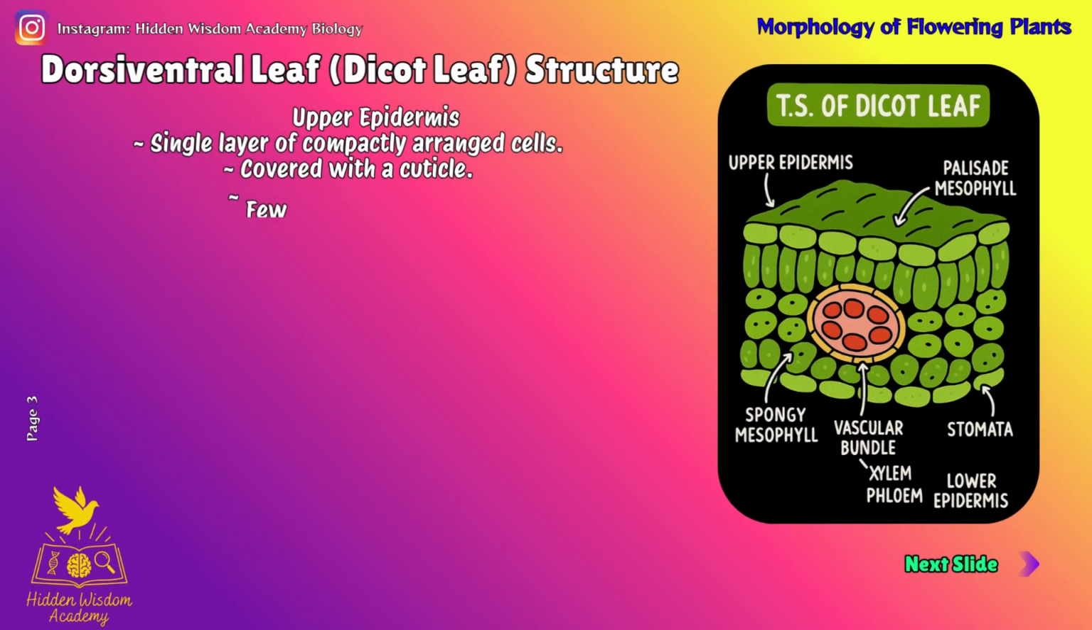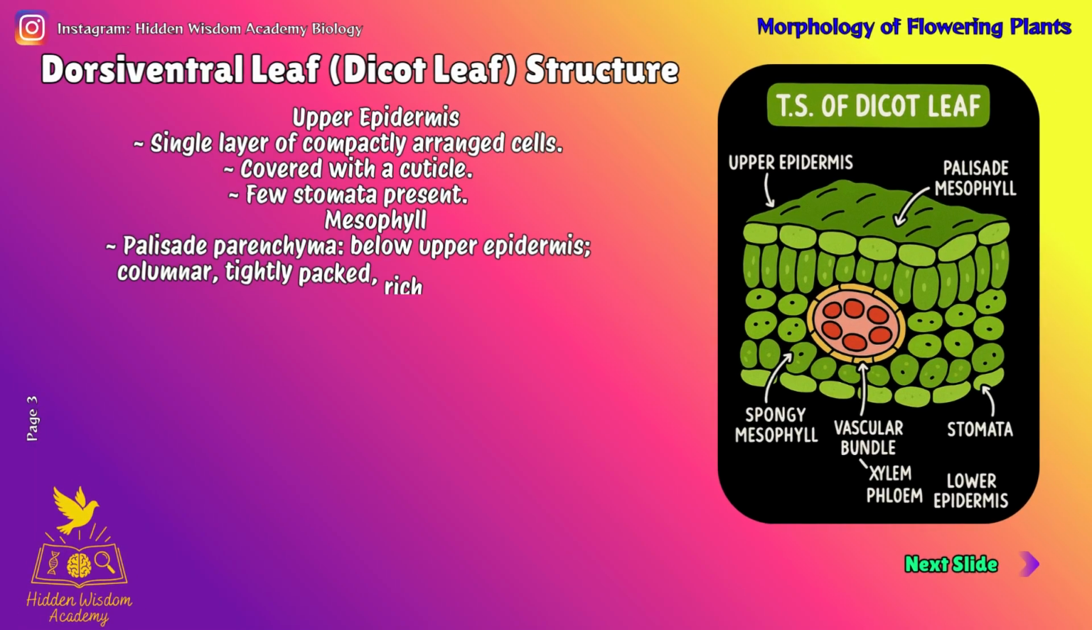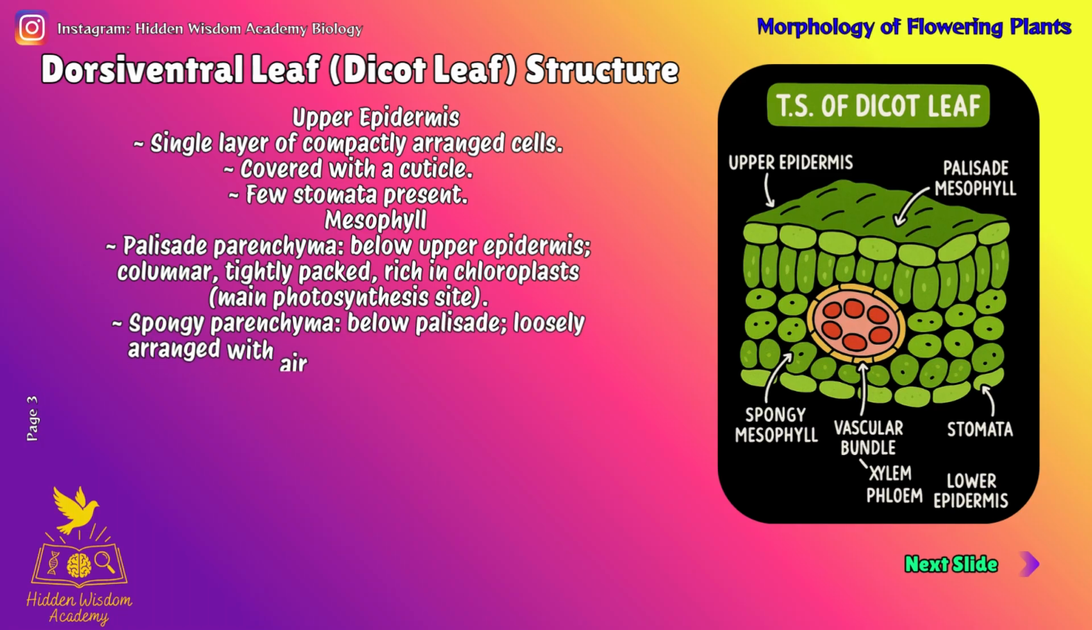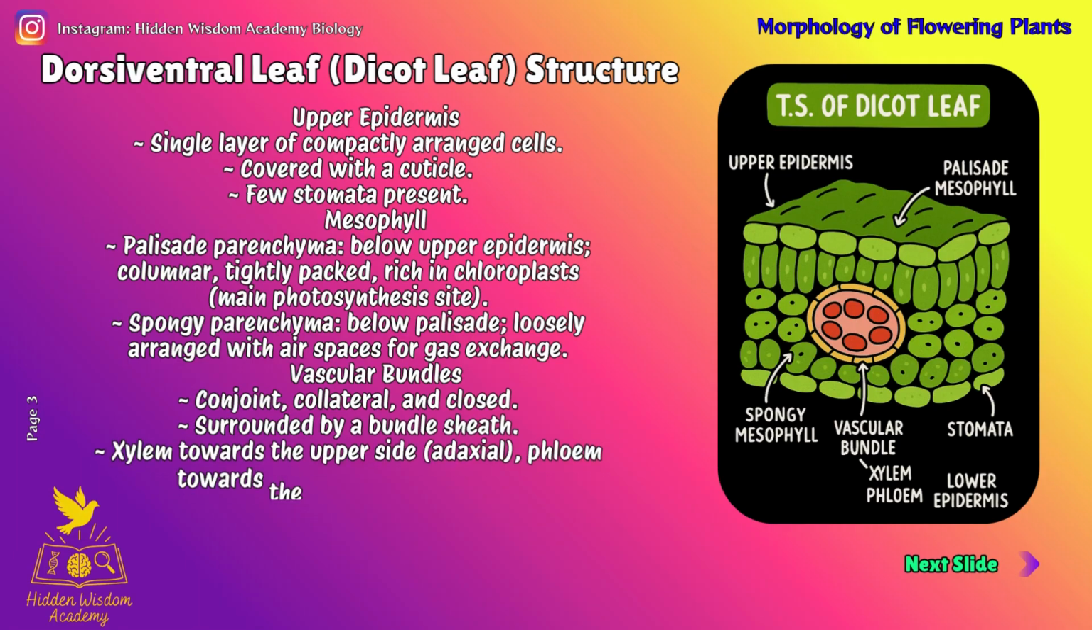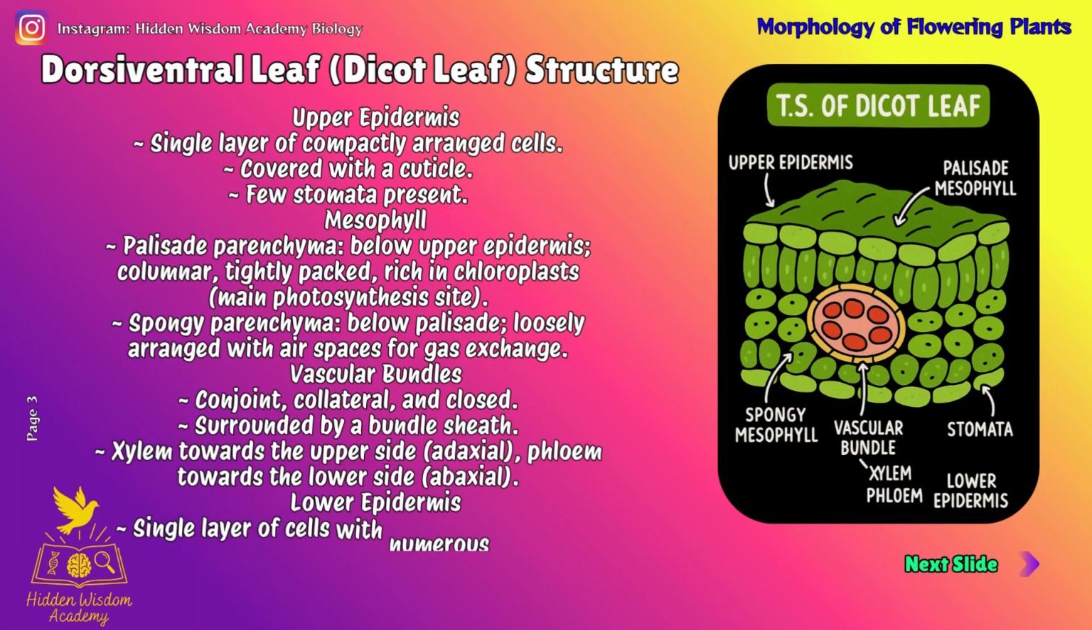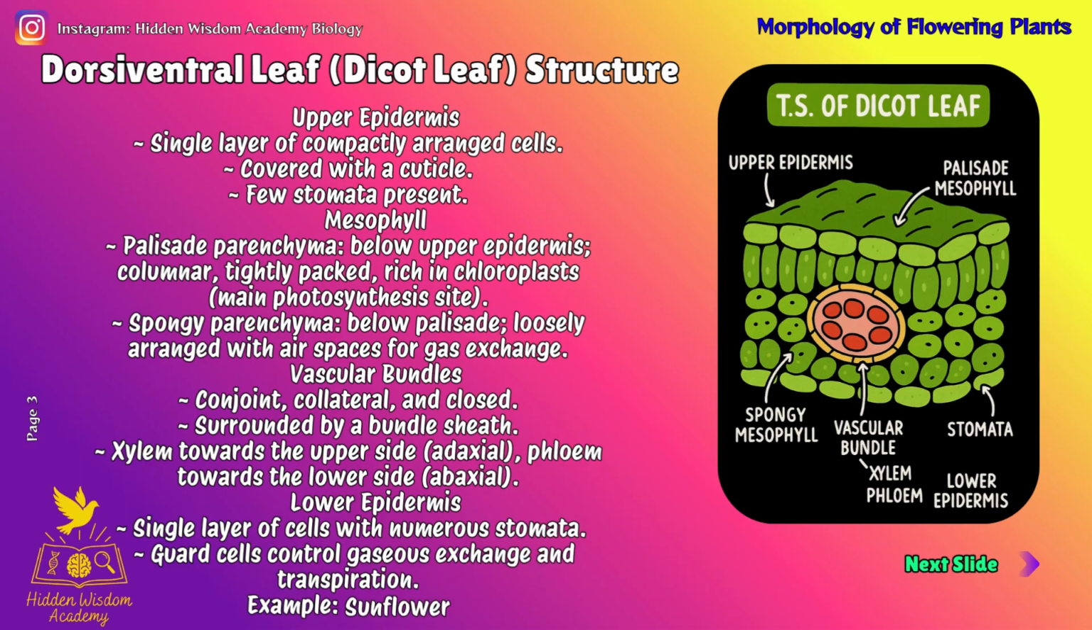Now, let's talk about dicot leaf structure. Let's take the example of a sunflower leaf. The upper epidermis is a single layer of cells with a cuticle that prevents water loss. Below it is the mesophyll, made of two layers, the palisade parenchyma with many chloroplasts for photosynthesis, and the spongy parenchyma with large air spaces for gas exchange.